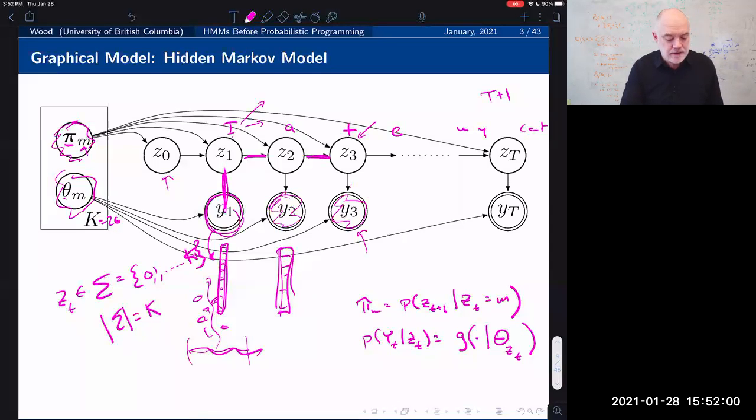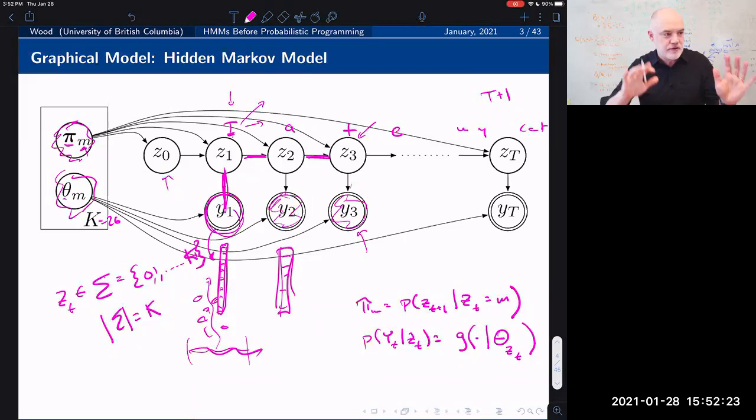So in this example application with letters, you can go through a very long corpus and look at every instance in which you see an I, and count up the number of times each letter occurs at the next time step. That gives you the conditional distribution of the next letter. So you can estimate pi directly for all letters from a corpus.